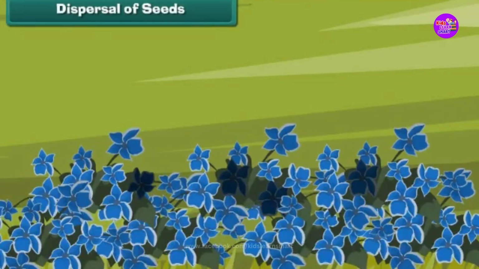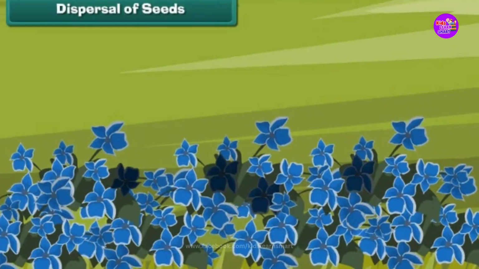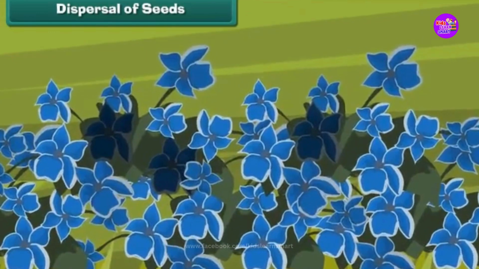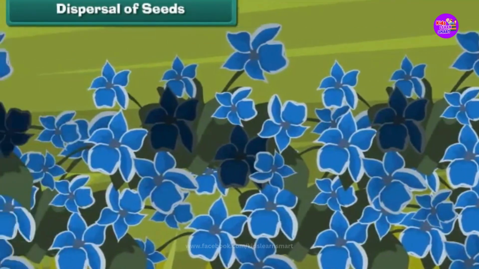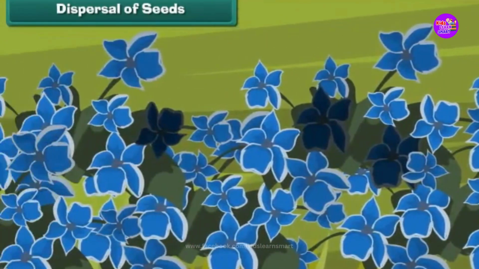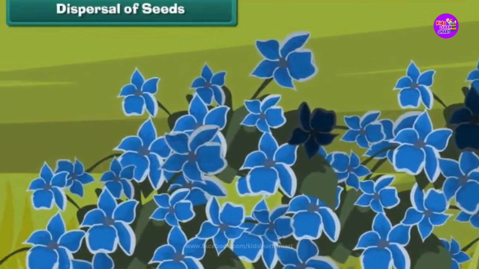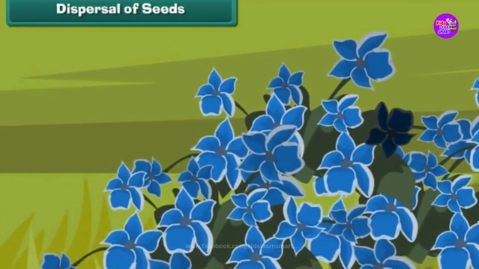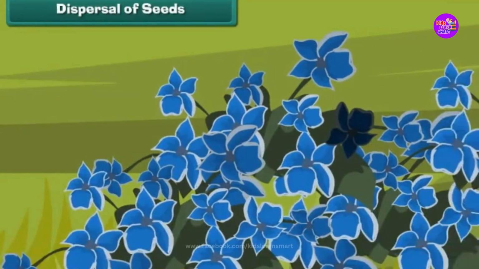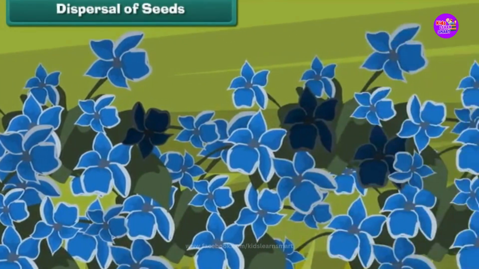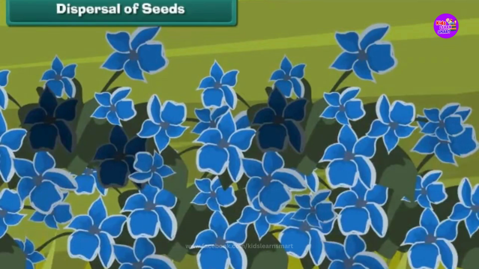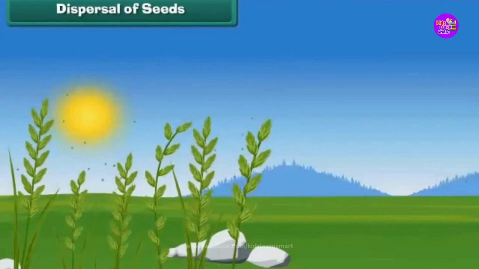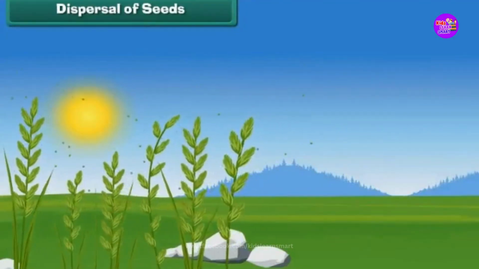Dispersal of seeds. What will be the condition of an area where all the seeds are grown near the parent plants? There will certainly be a shortage of space, water, minerals and sunlight. So all the plants will not grow properly. Most of them will naturally die. So it is necessary that the seeds of plants should be scattered over large distances.